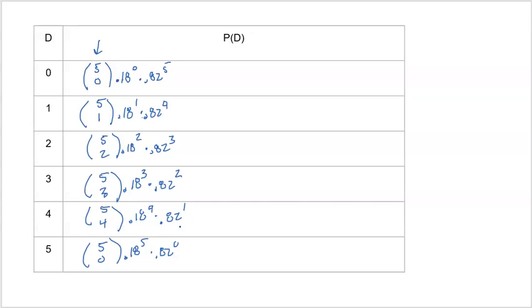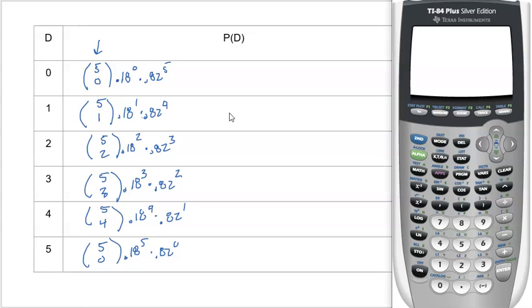Now remember, you could certainly use your calculator to calculate each of these. For example, how would I calculate the probability of 2 defective batteries? Well, I could do 5, choose 2, following my directions of how I did that. Now remember, the notation is using the parentheses, but your calculator cannot work vertically. Your calculator only works horizontally. So this is how you input it into the calculator.